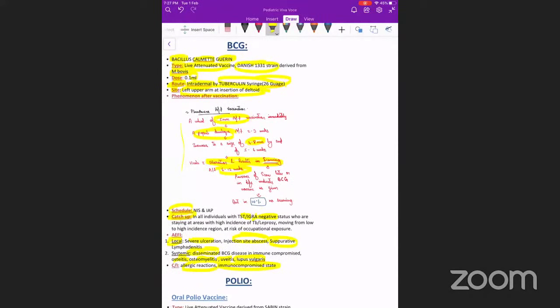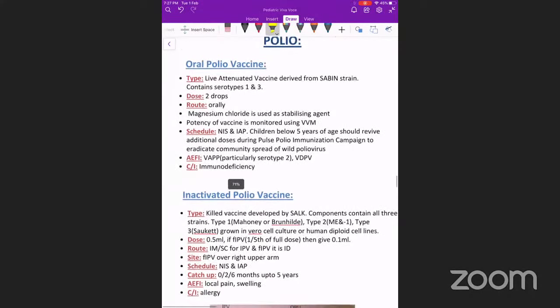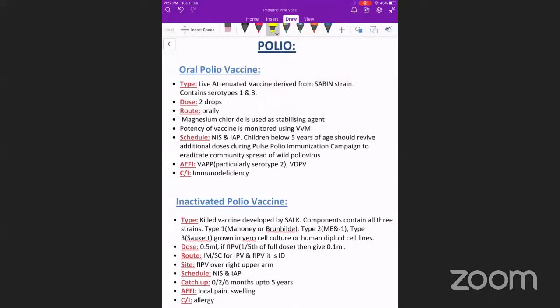Next is your polio vaccine. We all know that there are two types of polio vaccines. One is the oral polio vaccine and the second is the inactivated polio vaccine. Oral polio vaccine is the live type, and inactivated polio vaccine is the killed type. The whole process now is to switch from oral polio vaccine to a totally inactivated polio vaccine because of certain side effects that are present with the oral polio vaccine. Though, it is better, and we all know it is the one that is going to act if a situation comes up wherein the disease suddenly spurts up.